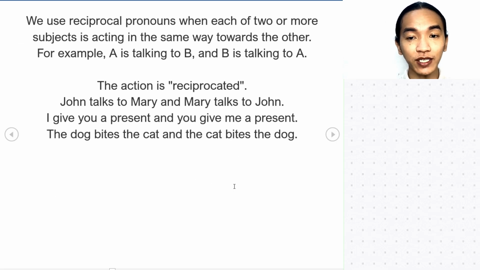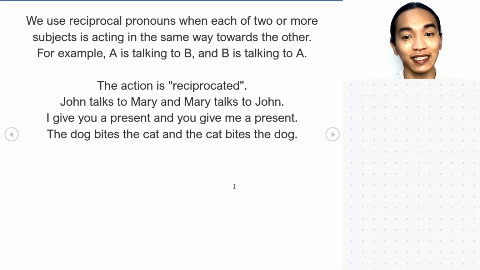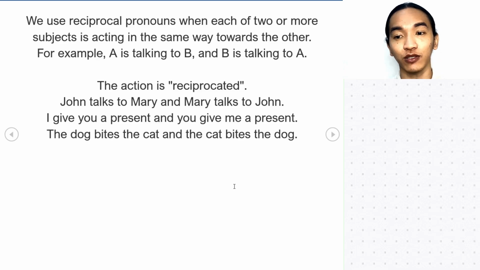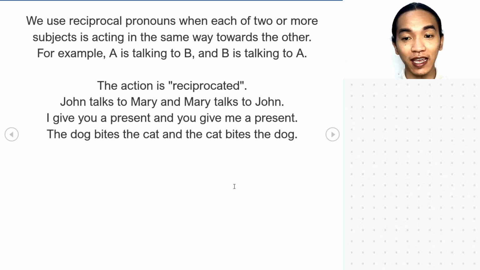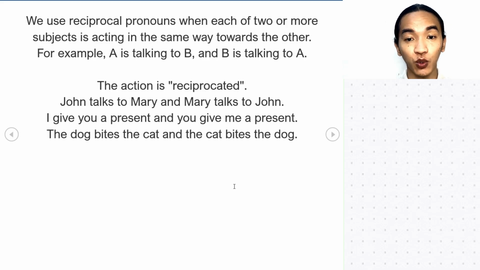So, we use reciprocal pronouns when each of two or more subjects is acting in the same way towards the other. Okay? So, for example, A is talking to B and B is talking to A. So now the idea here is the action is reciprocated. So it means if one person is doing the thing, the other person is doing back the same thing. So that's why two or more subjects are acting in the same way towards the other.